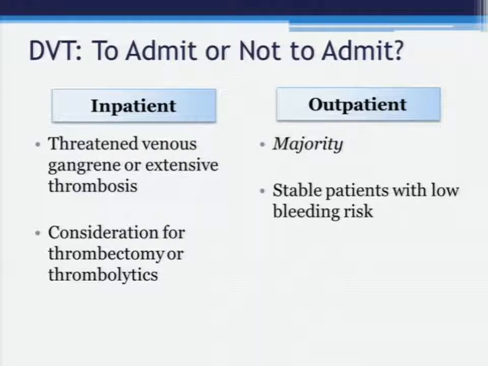Okay, so inpatient management would be people who have threatened venous gangrene or extensive thrombosis, or patients who are being considered for thrombectomy or thrombolytics. Outpatient, the majority of your patients can be discharged from the emergency room, providing that they have follow-up and that they're stable patients with a relatively low bleeding risk. Now understand, no patient is going to have a super low bleeding risk when you're starting them on anticoagulation. But these are patients who come in with a DVT, look stable, have a low bleeding risk, and whom you're reassured are going to follow up and be compliant.